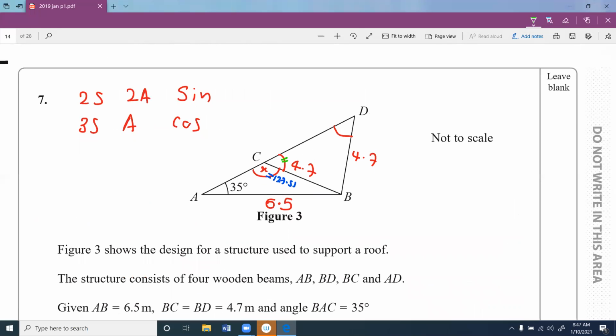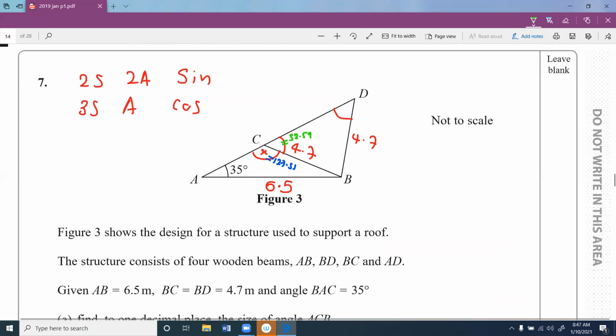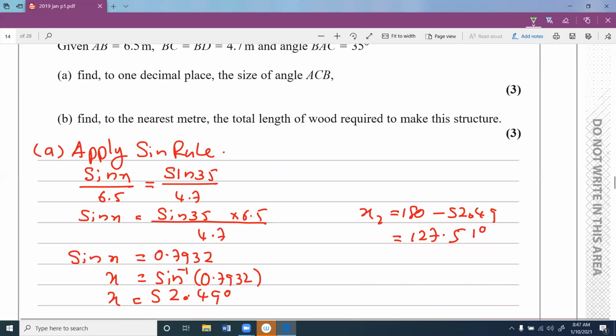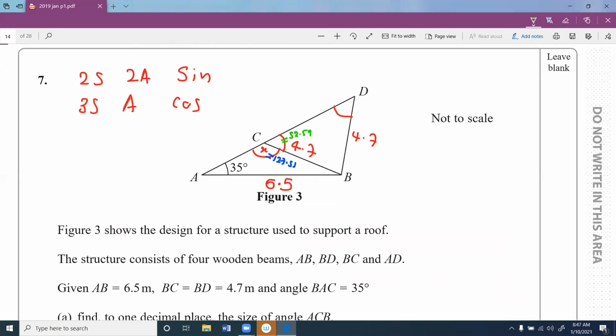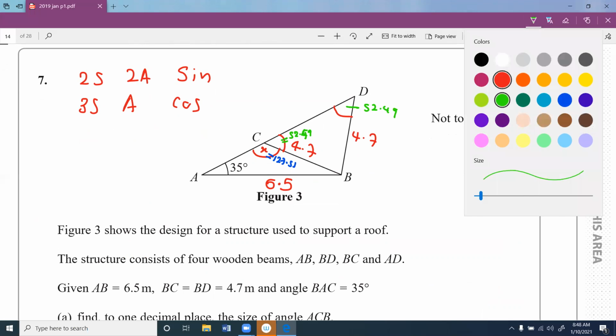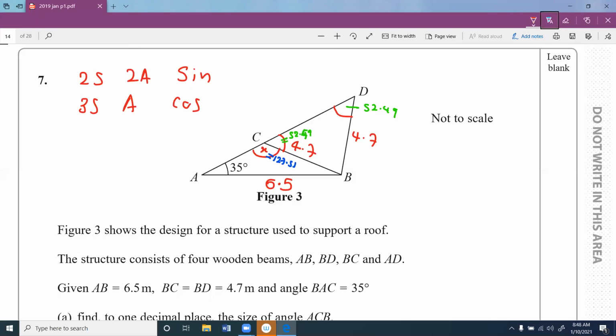Sorry, 52.49, I think yes. Yeah, 52.49. This is 52.49, and this angle also 52.49. Let's mark this. We won't lose anything with this, so you just mark. Sometimes it might be useful, sometimes not. Right, okay. Let's go ahead with this.